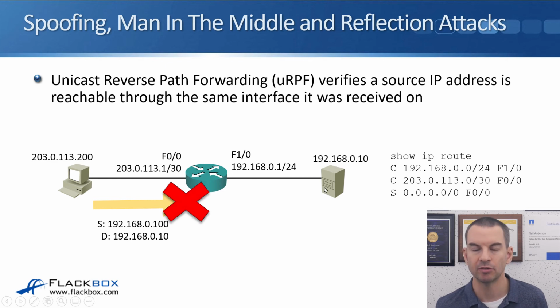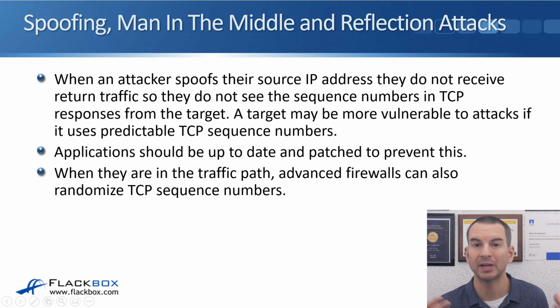And let's say that the traffic is getting to the server. Well, if that server is using predictable TCP sequence numbers, then the host here can pretend like it is in a two-way communication with the server, and it can send multiple packets in that session, and they will be accepted by the server. It would be better if the server used random sequence numbers, and then that would prevent the attacker from doing that. So because of this, your applications should be up to date and patched so that they are using random rather than predictable TCP sequence numbers. If that is not possible, if the application does not support it, then an advanced firewall can also do that as long as it is in the traffic path.